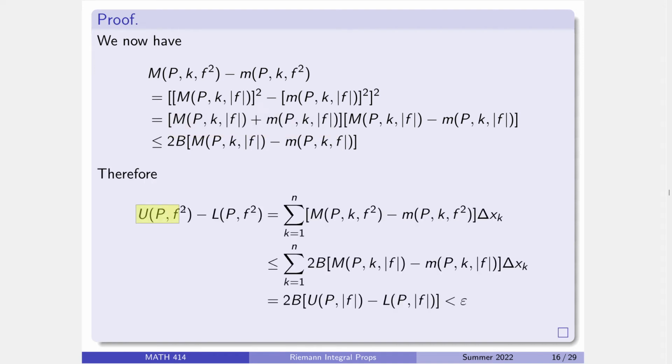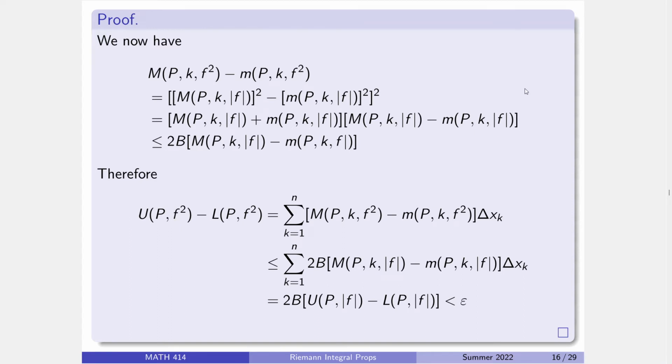So now when I look at the difference of the upper and lower Darboux sums of the function f squared on the partition P, I pick up this stuff right here, which we now know is less than or equal to 2 times this stuff, but everything that's left over is this, and this we chose to be, this we know is less than epsilon over 2 times b. So we just get epsilon, and there we go, f squared must be Riemann integrable.